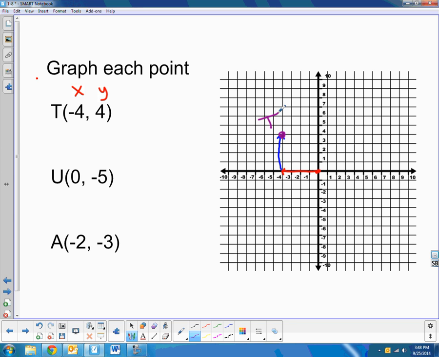So we go -4 on the x-axis in red, +4 on the y-axis in blue, and we've got our point T. Try the other ones, and then we'll do it together.